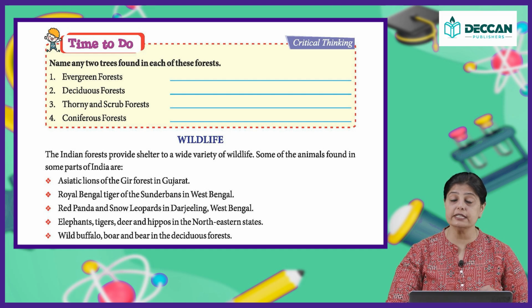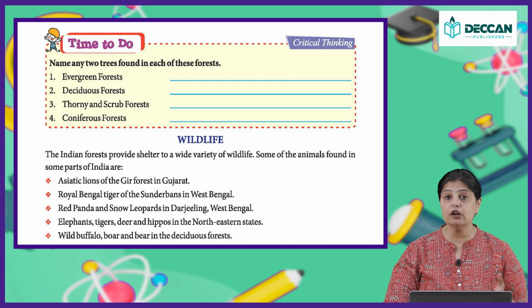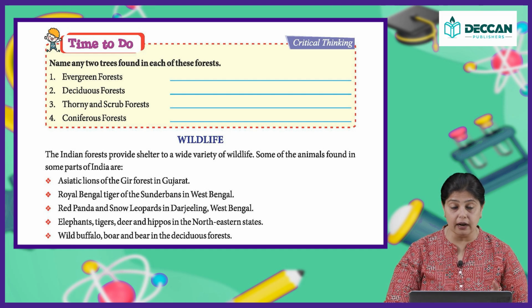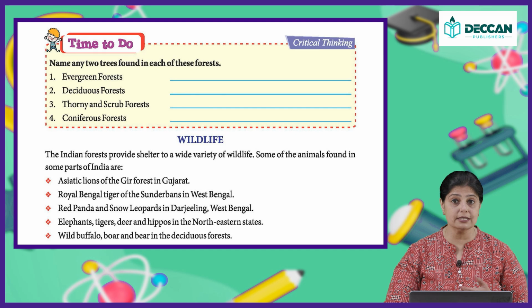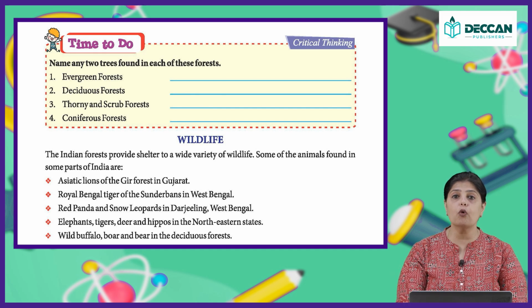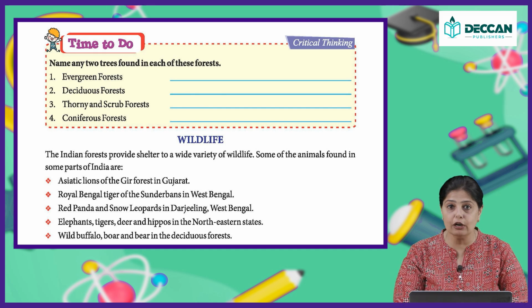So, the Indian forests provide shelter to a wide variety of wildlife. Some of the animals found in parts of India are Asiatic lions of the Gir forest in Gujarat, Royal Bengal tiger of the Sundarbans in West Bengal, red panda and snow leopards in Darjeeling, West Bengal, elephants, tigers, deers and hippos in northeastern states, wild buffaloes, boar and bear in the deciduous forest. So, if you see, most of the forests have a wide variety of wild animals.